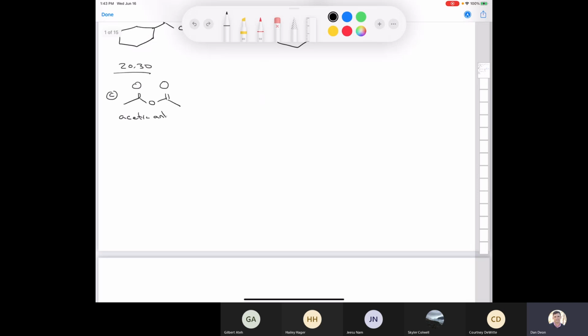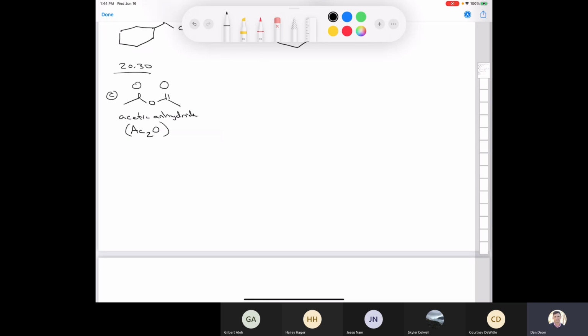The abbreviation for acetic anhydride is Ac2O, like that. Okay, that's the abbreviation, right? Because Ac stands for an acetyl group, like that. So you've got 2 acetyl groups with an oxygen in the middle, right? So that's where you get Ac2O, and that means acetic anhydride. You see that all the time in organic chemistry textbooks or the literature.